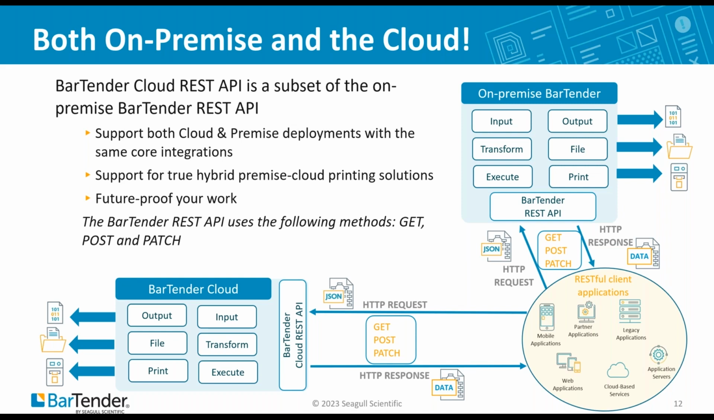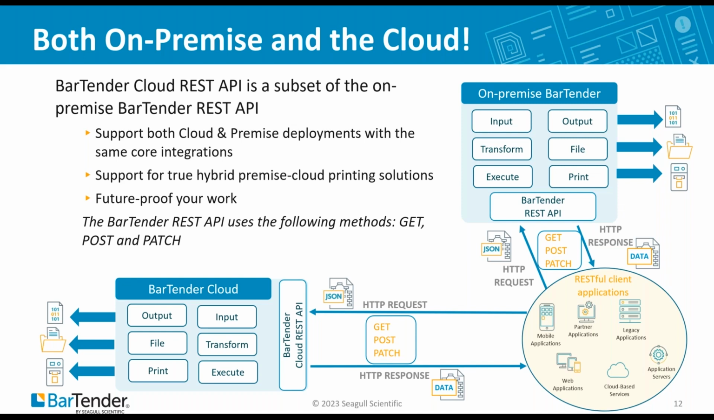If you are a BarTender Premise customer right now and you design an integration around the BarTender REST API, next year, a year after, this year, whenever you decide you want to start working also with BarTender Cloud, guess what? Those integrations are going to require the barest tweaking to get them working in the cloud. And it's mainly, again, going to be URL changes, that addressing type changes. So this is really great. It means you're future-proofing your work. You can have your ERP, your WMS work in a true hybrid cloud premise environment.